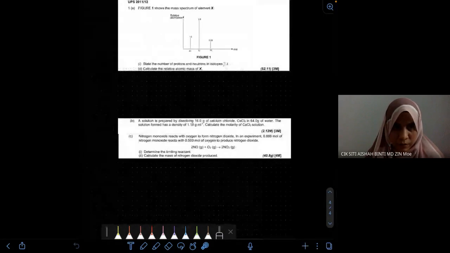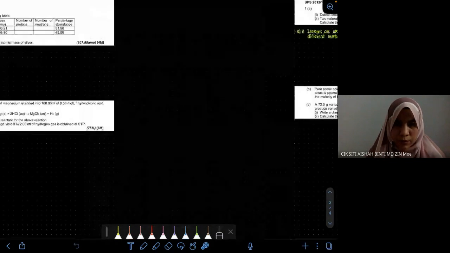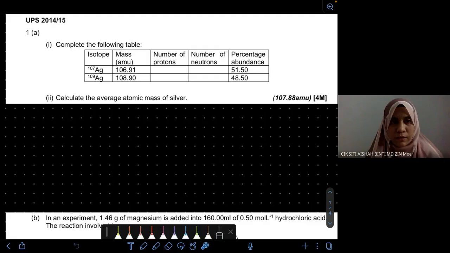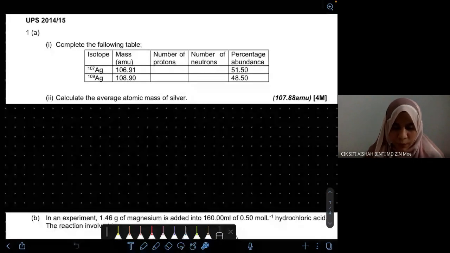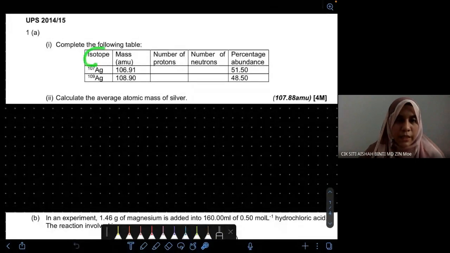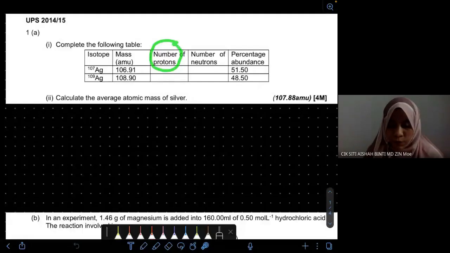Okay, so it's here. So this is the UPS question 2014-15. This one we do as revision. Okay, wait a moment. Okay, so it gives us here, complete the following tables where we have our isotope is Ag. Ag is actually silver. And then it has given us the mass, which the unit is AMU, atomic mass unit. Okay, and then we have number of proton, and then we have number of neutron.